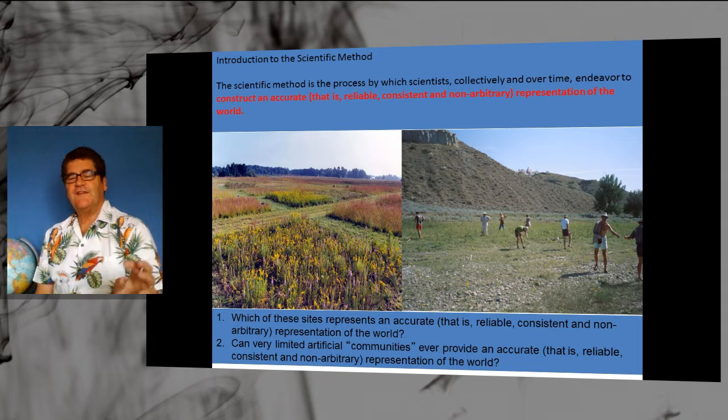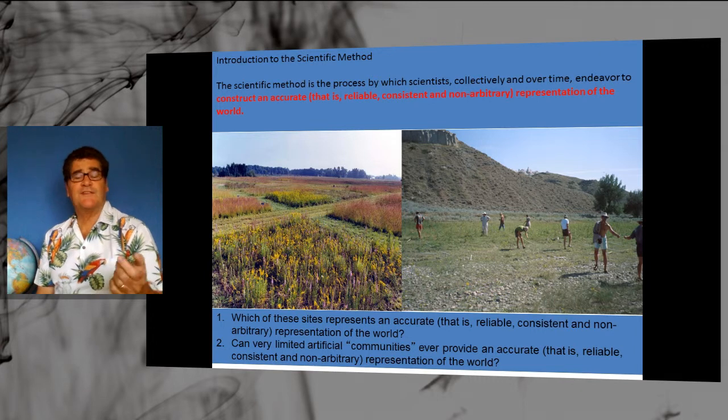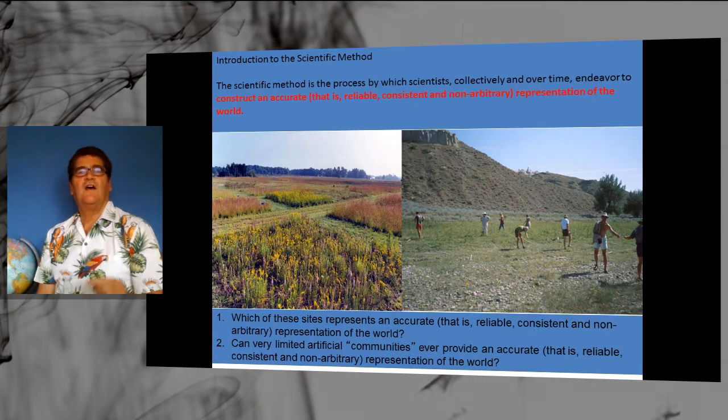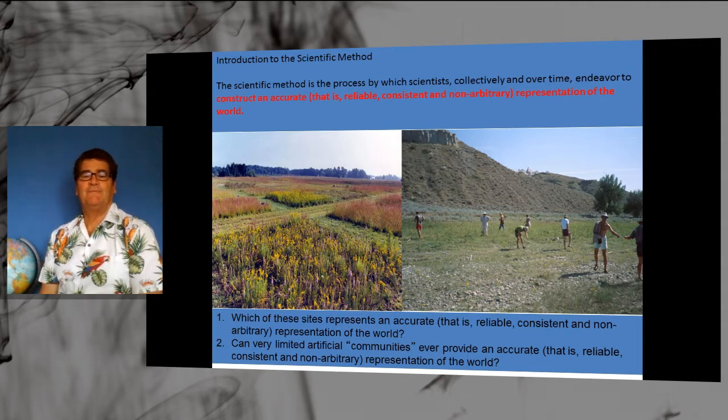So when you think about the way the two studies are done, with a group of dirty boot botanists on the right going out and covering the landscape and taking careful observations, versus carefully controlled experiments in one area, which one of these techniques provides a reliable, consistent, and non-arbitrary representation of the natural world? That's a legitimate question to ask. And can those very limited artificial communities, like the ones on the left, ever provide an accurate, that is, reliable, consistent, and non-arbitrary representation of the world? Great questions to ask.